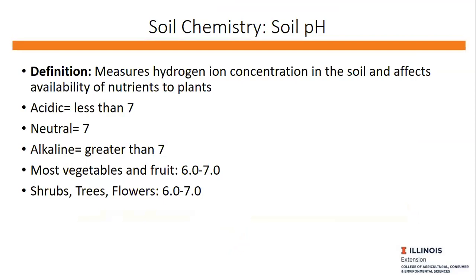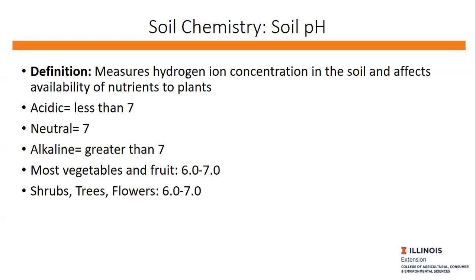The definition of pH is the measure of hydrogen ion concentration in soil, and it affects the availability of nutrients to be taken up by the plant. When we discuss an acidic soil, we're talking about soil that's less than 7. If it is a soil pH of 7, this is considered neutral, and anything above 7 is considered alkaline. Most vegetables and fruit thrive in a soil pH of 6 to 7. You are able to go higher than this just slightly. Potentially, you could go to about 7.3, 7.4. You could also go a little bit lower than 6 and be comfortable as well.